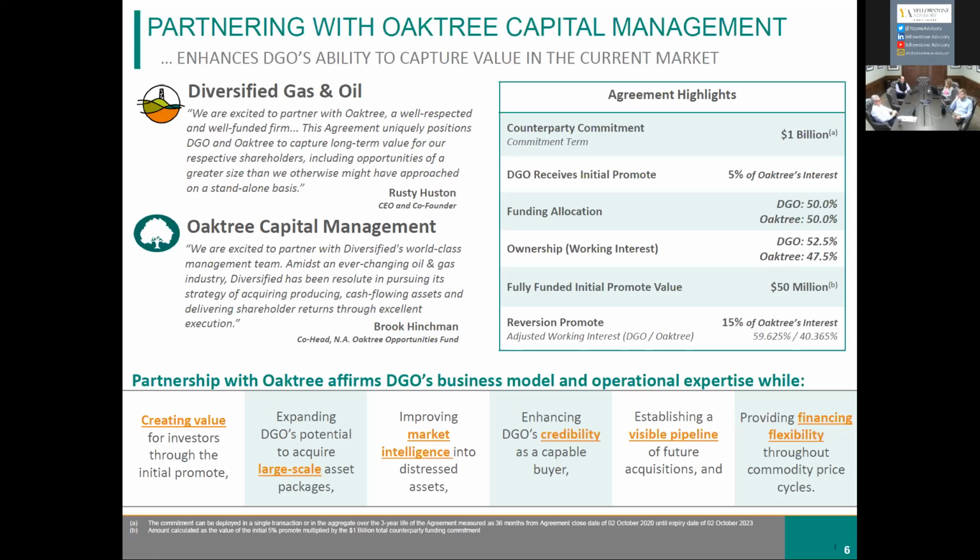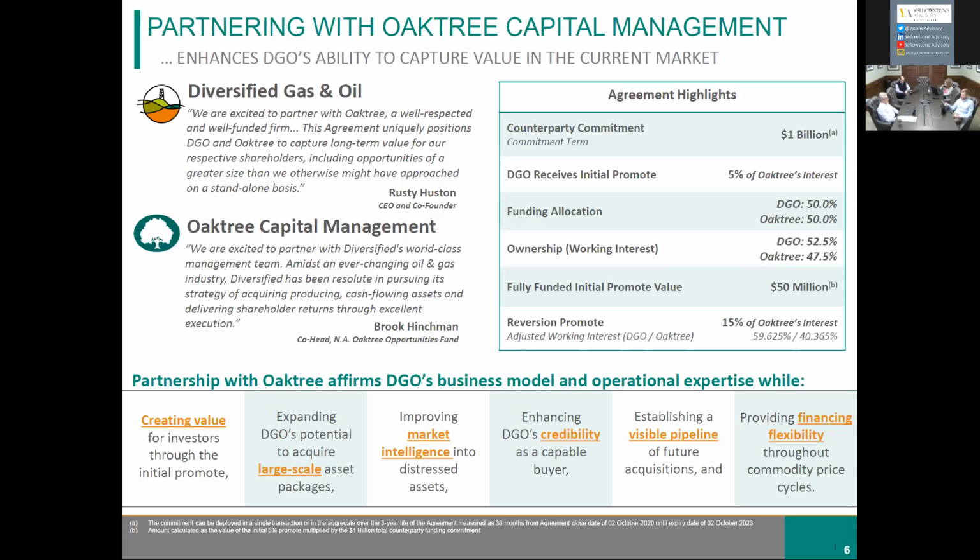Oaktree is a great partner for us. They have a lot of credibility in the MP sector in terms of investing in the sector, both upstream and midstream to some degree. They were looking for a PDP type investment strategy and an investment that they could deploy capital into that looks a lot like us.